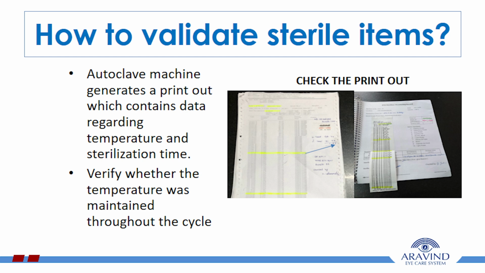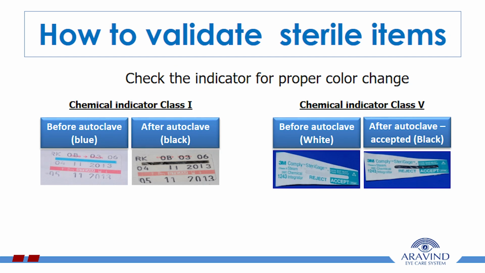How to validate sterile items. The autoclave machine generates a printout which contains data regarding the temperature and sterilization time. Verify whether the temperature was maintained throughout the cycle. Check the indicator for proper color change.